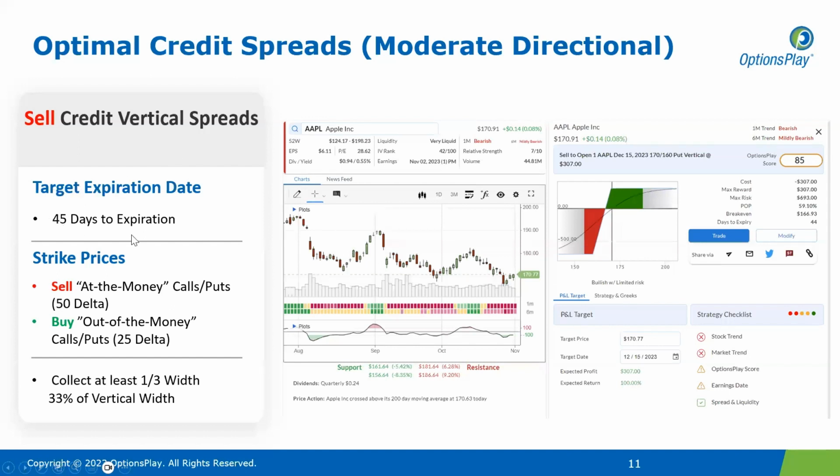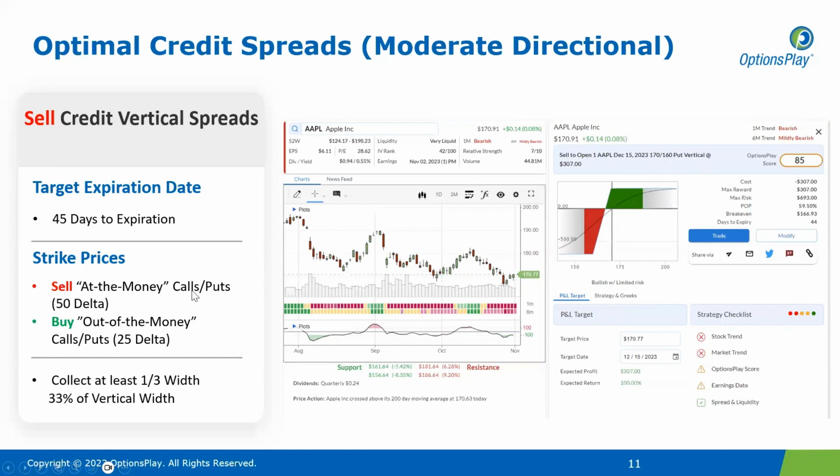The expiration date that you want to target would still be 45 days to expiration. So we're still using our best practices for debit spreads and credit spreads. A slight change for the debit spread is going for the 40 delta, but for the credit spread, we're still using our best practice of selling the at the money 50 delta. This could be a call or a put: if you're bullish, it's a put; if you're bearish, it's a call. Then you're buying an out of the money 25 delta put option if you're bullish, again a call option if bearish. Because in this case we're bullish on Apple's earnings, we are selling a put vertical. So we're selling the 170 strike put and we're buying the 160 strike put.